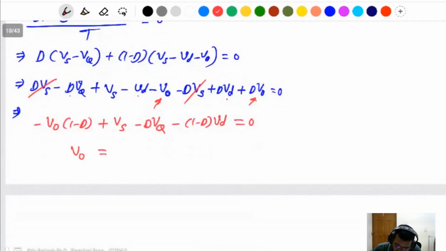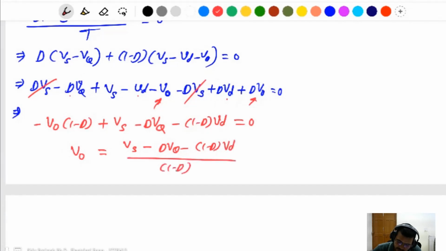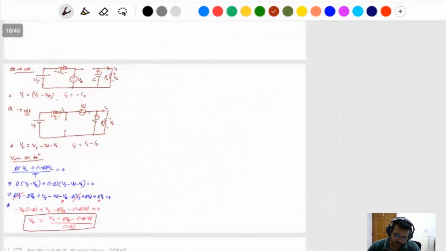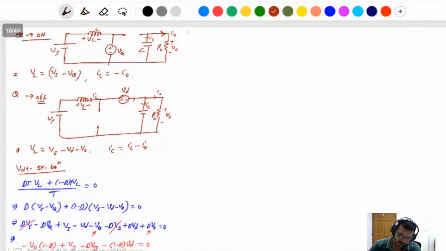And for the output voltage: Vs minus dVq minus (1 minus d) into Vd, divided by 1 minus d. This is the output voltage of this converter. This one is the switch on saturation voltage, and this one is the diode on conduction voltage. If these are 0, then V output is Vs divided by 1 minus d, the boost converter output voltage expression. But here the switching loss is there, that's why.